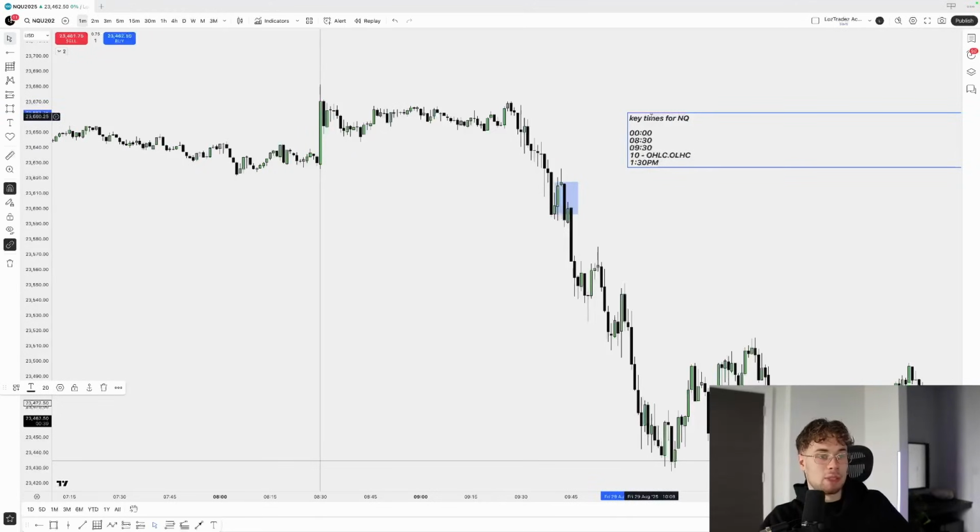So if the AM session consolidates and we don't do anything, we just accumulate positions, the PM session should be good. Meaning if 9:30 doesn't do anything, if 10 a.m. doesn't do anything, if we just accumulate throughout the whole thing, 1:30 p.m. onwards is where you want to focus on.